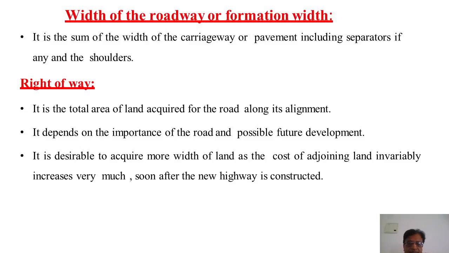Right of way is the total area of land acquired for the road along its alignment. It depends upon the importance of the road and the possible future development. Usually, we need to acquire more land at the initial stage itself so that future development becomes easy. The future development here means if you want to convert a single lane into two lanes or a two lane into a three lane, definitely you require more land.